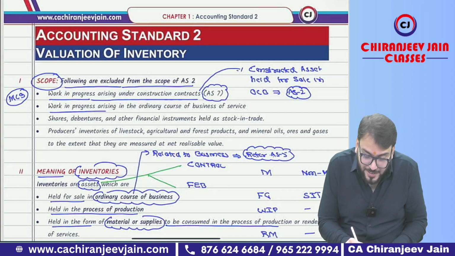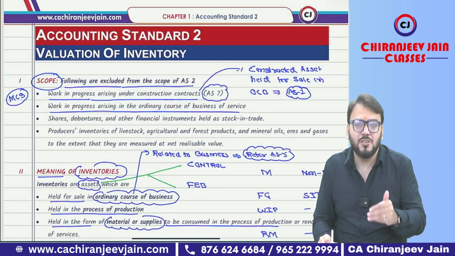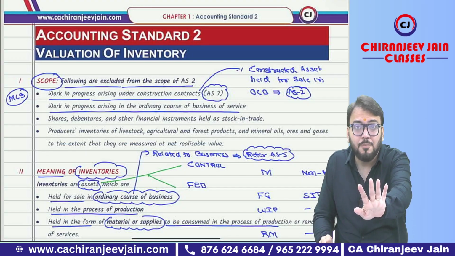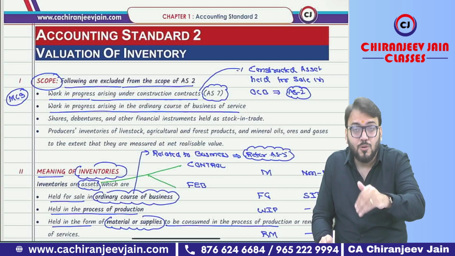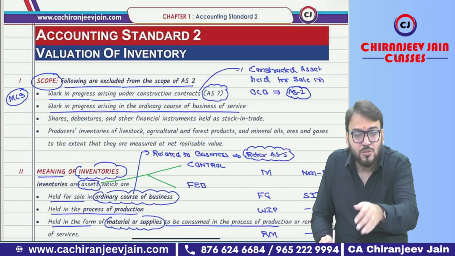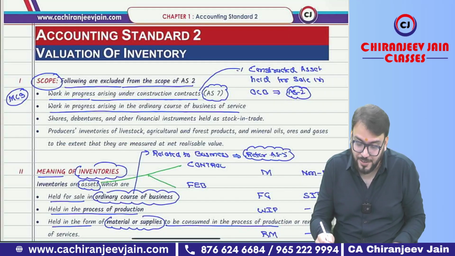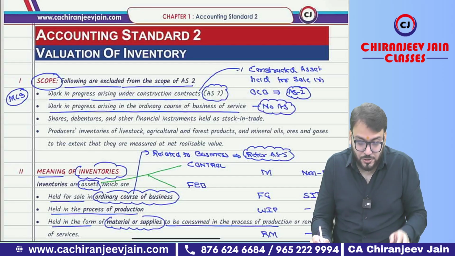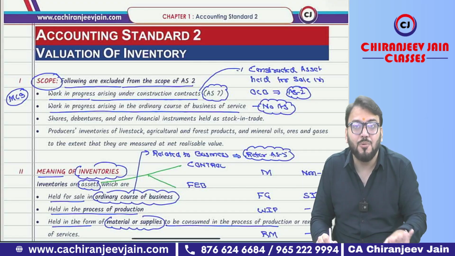And WIP arising in the ordinary course of business of services. Suppose right now we are providing services and a batch started. The batch is not completed. So this is WIP in the course of providing services. This is not covered under AS2. However, for this we do not have any accounting standard. So for WIP arising in the ordinary course of providing services, there is no accounting standard.